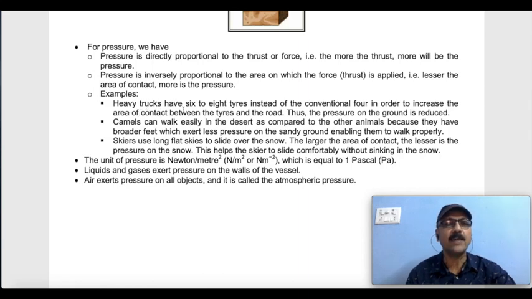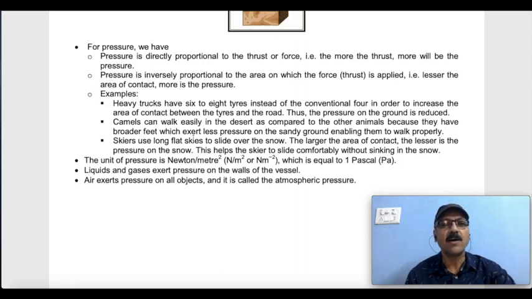Heavy trucks have 6 to 8 tires instead of the conventional 4 in order to increase the area of contact between the tires and the road. If the tires increase from 4 to 6 or 8, the area of contact between the tires and the road increases, so less pressure is applied on the road. Thus, the pressure on the ground is reduced.